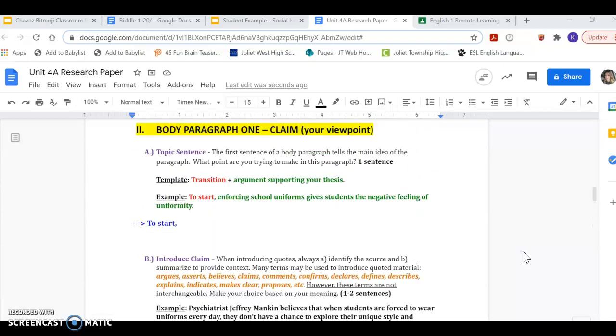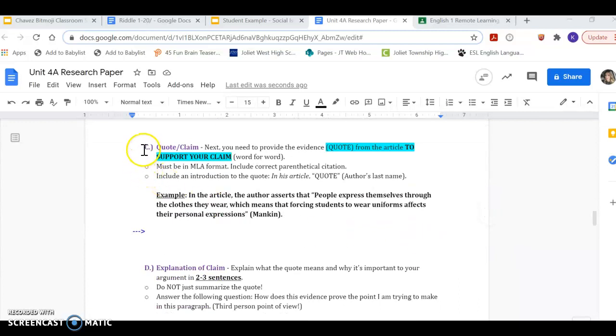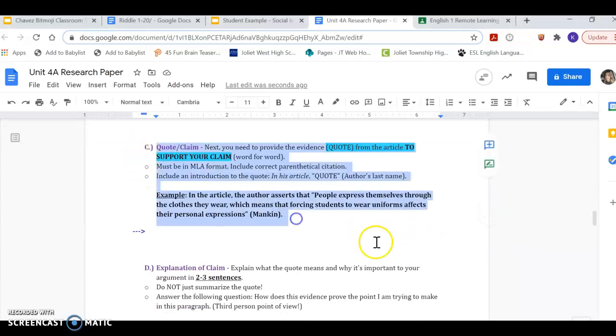When completing your body paragraph, it's easiest if you do this out of order a little. We're going to skip letter A, the topic sentence, and skip letter B, and we'll circle back to that in a few minutes. We are going to start with letter C, which is your quote. This is what your whole paragraph will be about. So when you know what that is, it's easier to fill in the other parts.